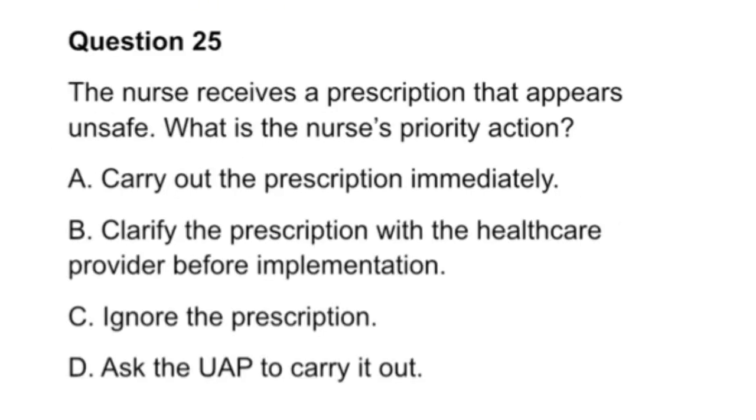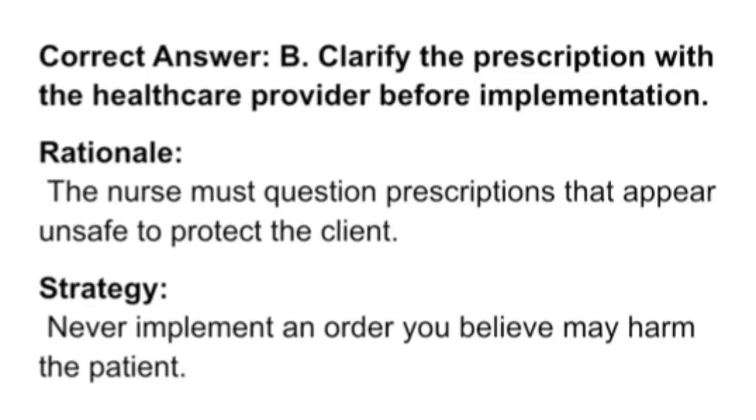Question 25. The nurse receives a prescription that appears unsafe. What is the nurse's priority action? A. Carry out the prescription immediately. B. Clarify the prescription with the healthcare provider before implementation. C. Ignore the prescription. D. Ask the UAP to carry it out. Correct answer, B. Clarify the prescription with the healthcare provider before implementation.